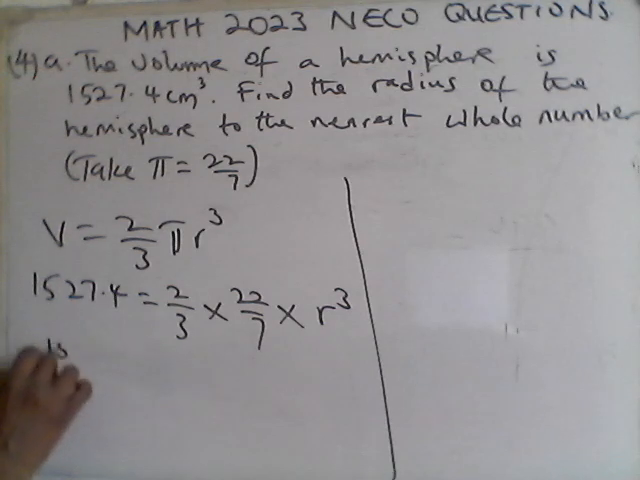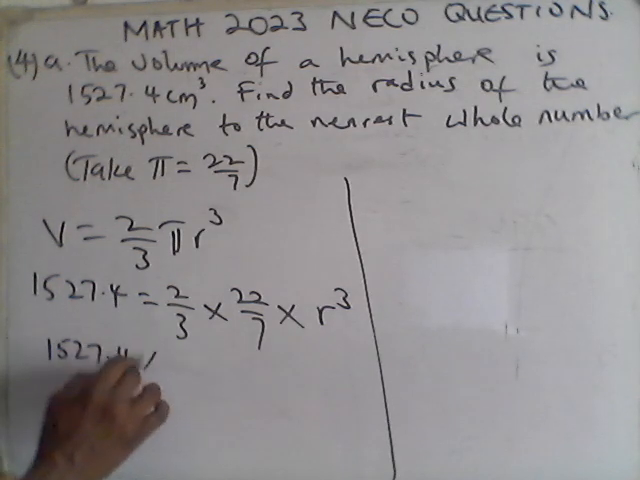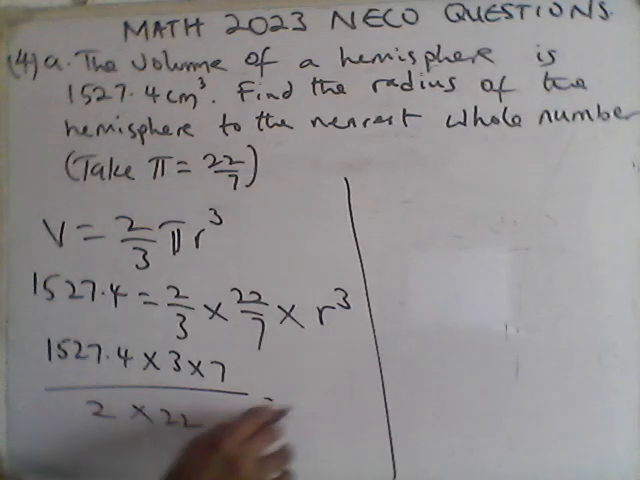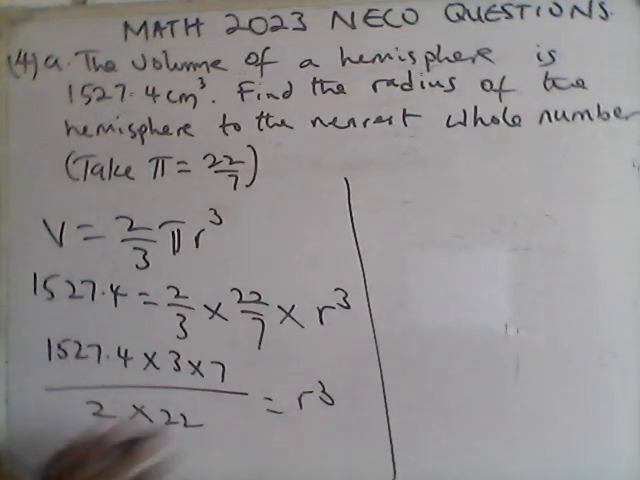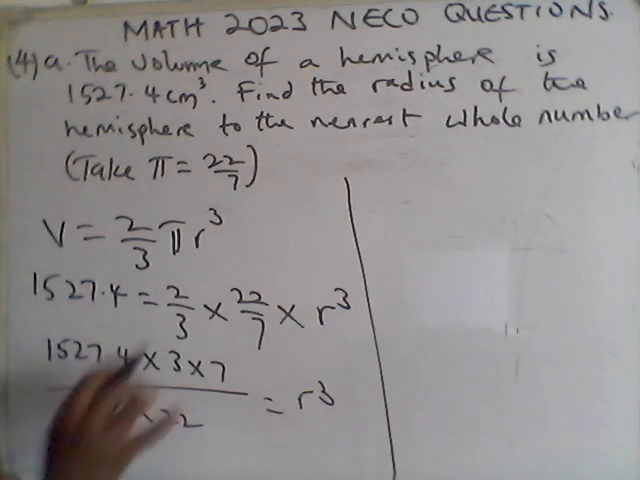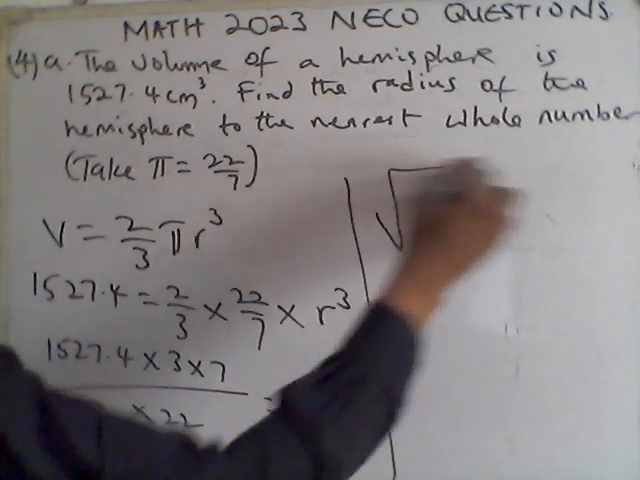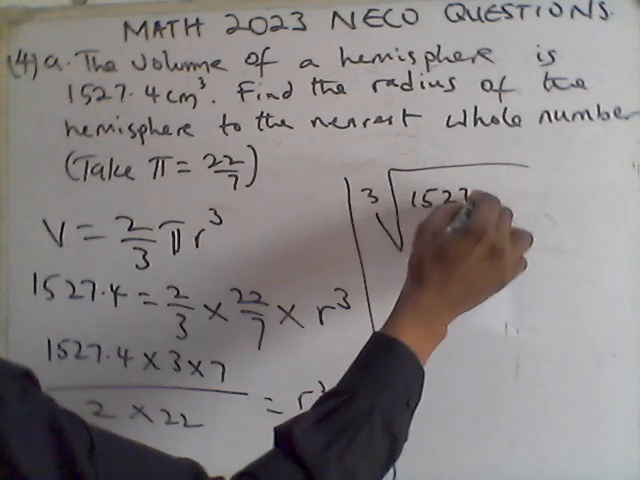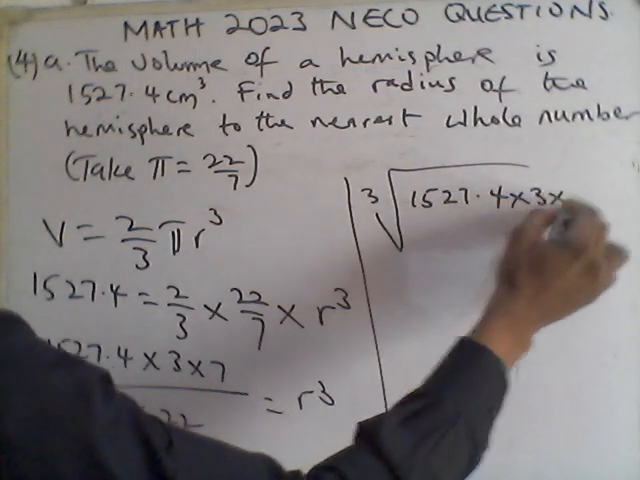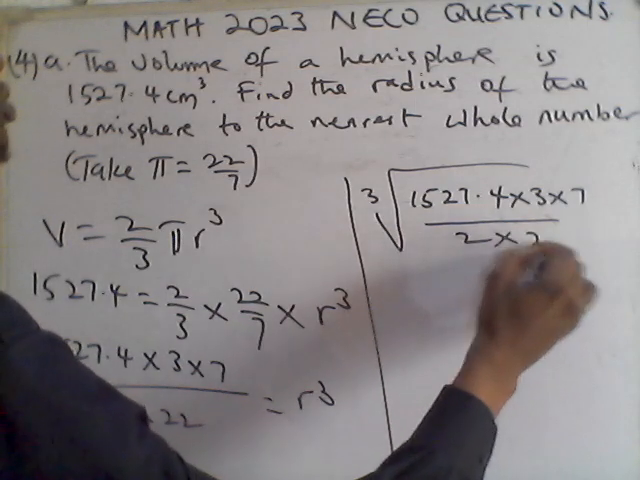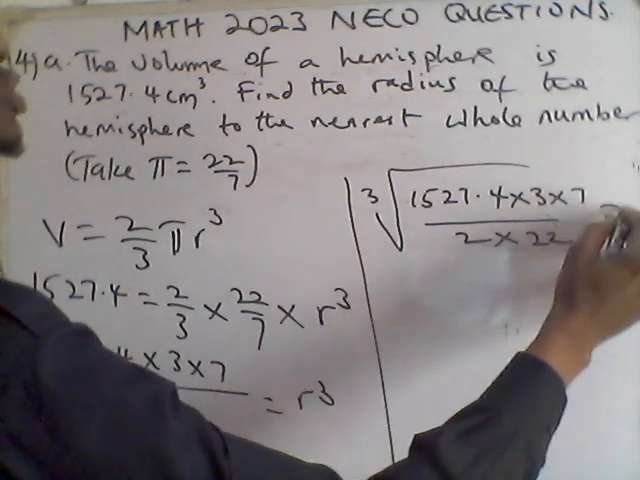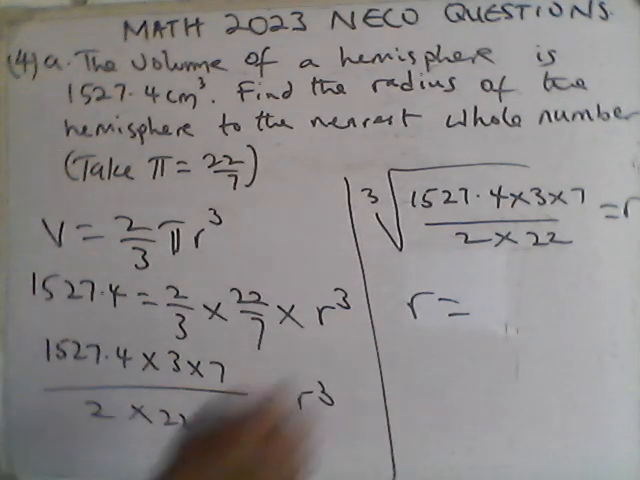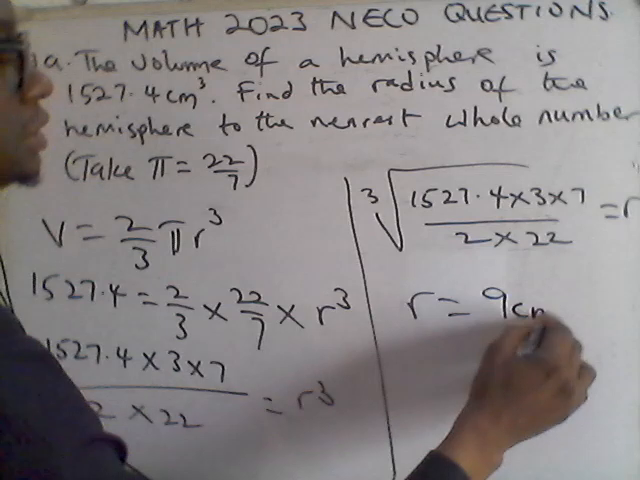So I have 1527.4 times 3 times 7 all over 2 times 22 is equal to r cubed. By the time you compute this with your calculator, you just take the cube root of 1527.4 times 3 times 7 all over 22 times 2, which is equal to r. So r, by the time you finish everything, you'll be getting r as 9 cm. So it's simple enough.